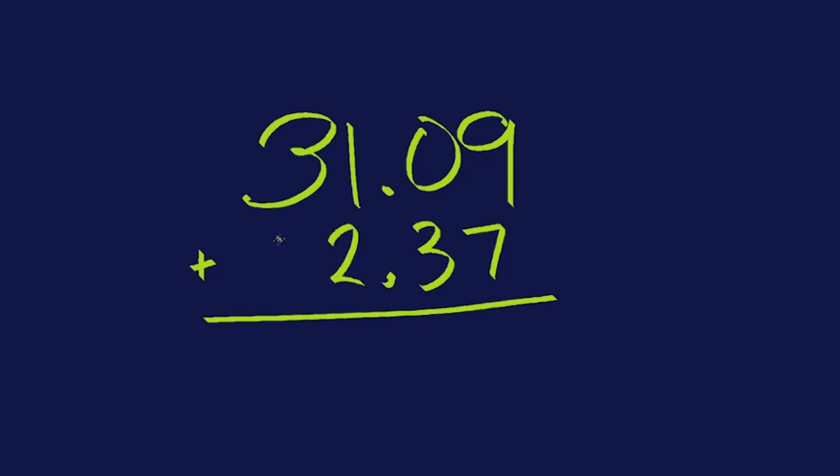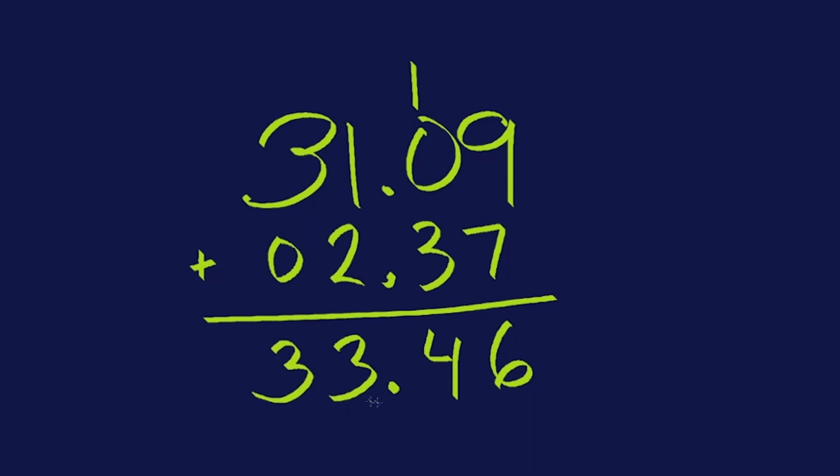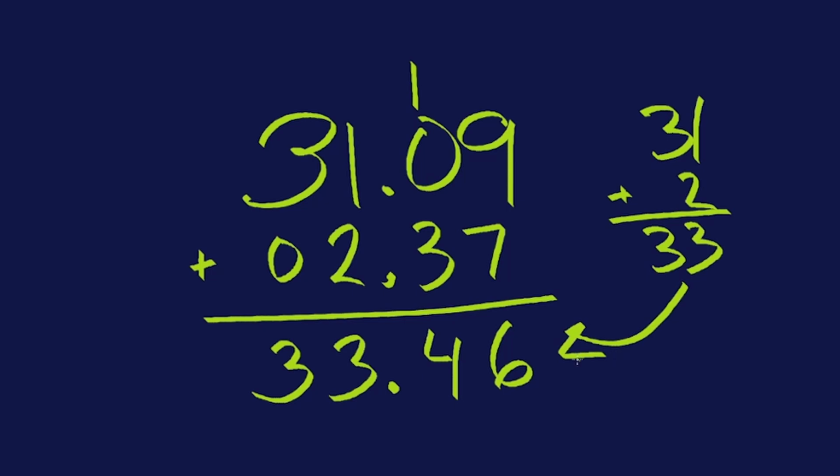You could leave this blank or add a zero to fill in. Either way, it does not change the value of that number. So you can if you want. 9 plus 7 is 16. Carry the 1. 1 plus 0 plus 3 is 4. Let's add the decimal place in the answer. 1 plus 2 is 3, 3 plus 0 is 3, and we're done. 33 and 46 hundredths. Let's confirm it with estimating. This is about 31, and this is about 2, so it should be about 33. Turns out it is just a little bit more. That part right there, exactly.